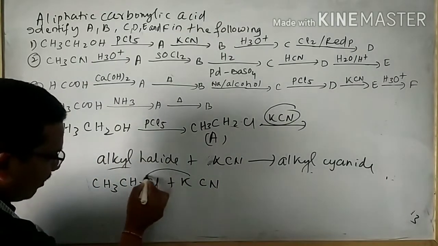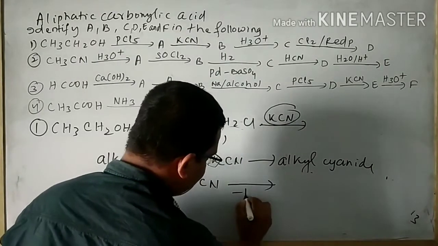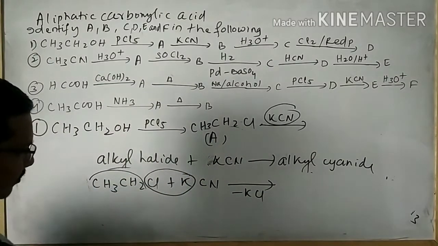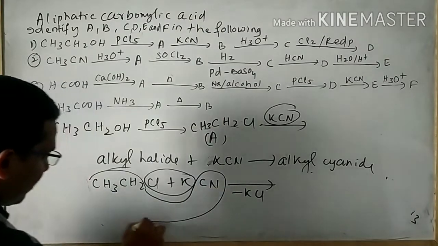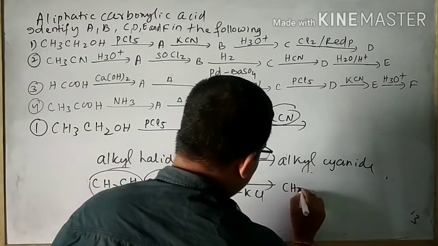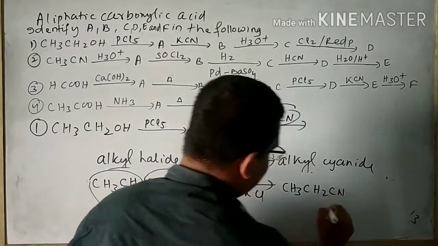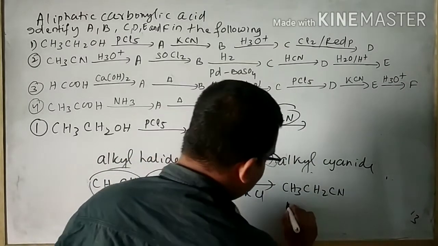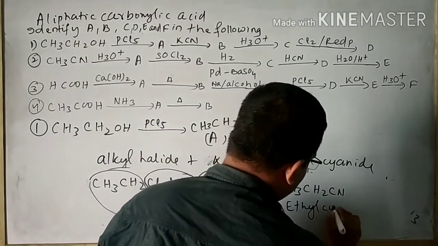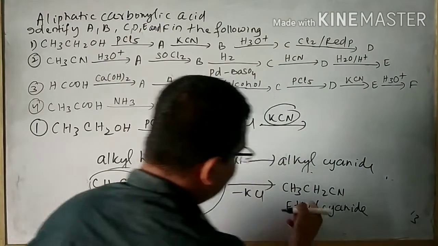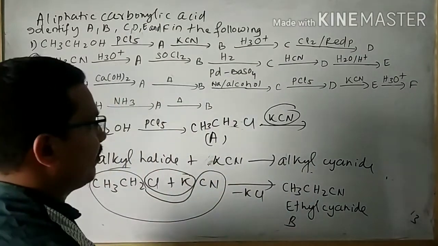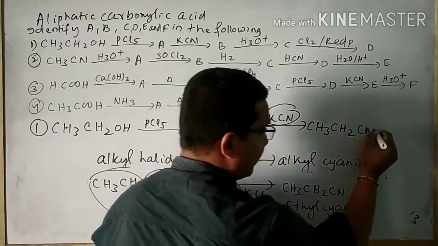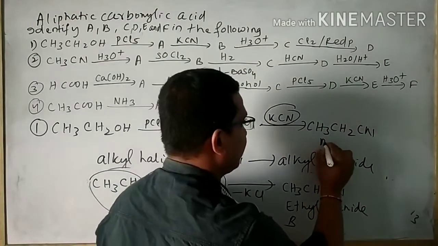At first KCl is removed, then the rest is CH3CH2, which combines with the CN to form CH3CH2CN. This is said to be alkyl cyanide and the name of this compound is ethyl cyanide. Ethyl cyanide is said to be product B. So we can write here CH3CH2CN. This is the product B.